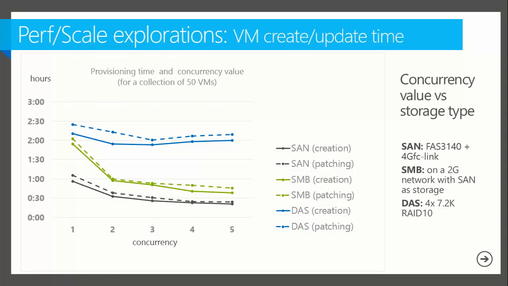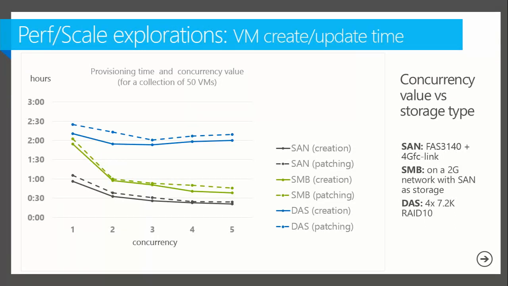Next is the VM creation update time. Remember I mentioned this concurrency value, which by default creates 1 VM per host during the deployment, the provisioning phase or update phase. If your system has enough resources or it's underutilized during the period that you're updating or patching, you can increase it by setting that number to 5.